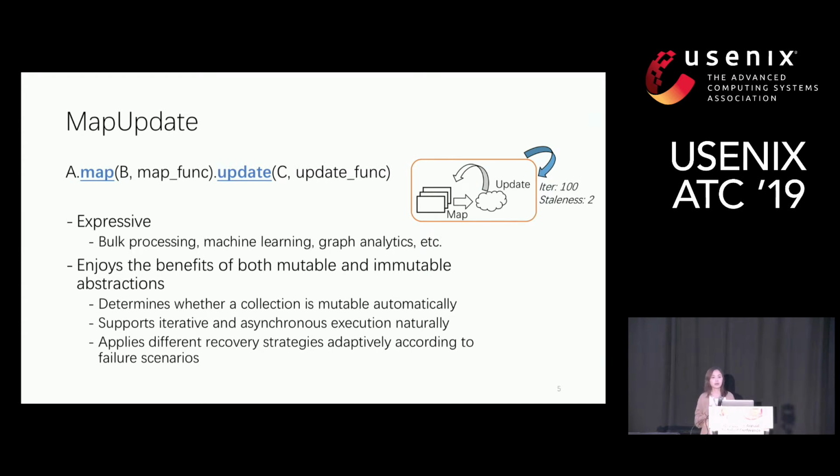This feature allows map update to express a wide range of workloads, including bulk processing, machine learning, and graph analytics naturally. And most importantly, map update enjoys the benefits of both immutable and mutable data abstractions, by supporting iterative and asynchronous execution, as well as adapting different fault recovery strategies to different failure scenarios.